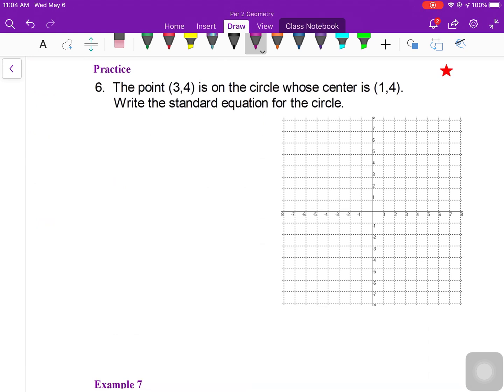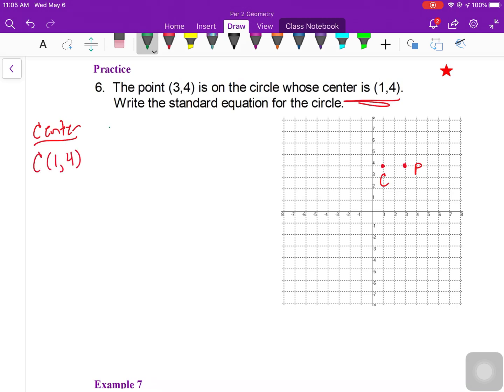Okay, let's take a look at another one. Now, this one, they give us the center and they give us a point, and then they ask us to write the equation. Let's start out with a graph. So the center is at (1, 4). There's my center. And then it goes through the point (3, 4). 3, 1, 2, 3, 4. So that's a point that's on the circle.